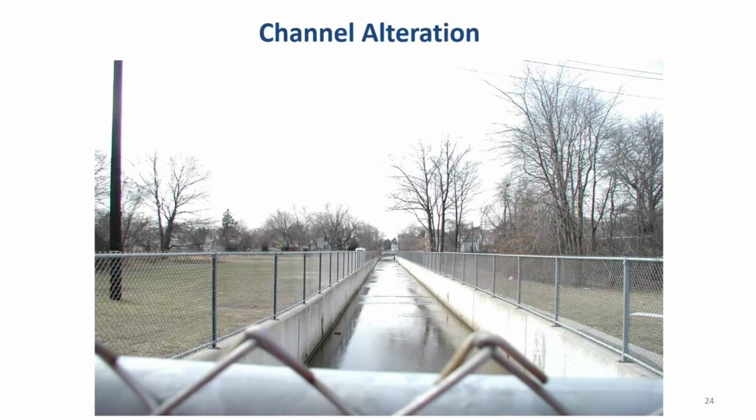Here's an example of a channel that is highly altered and would definitely be in the poor category. I wouldn't even recommend doing a stream assessment here. For one thing, there's fences that prevent you from getting into that water. And for another thing, there's no natural habitats for macroinvertebrates to live in, but it's just showing this slide so you can see the extreme alteration.